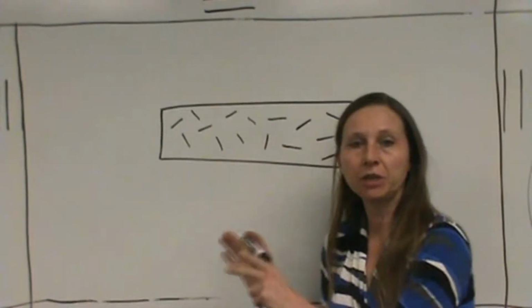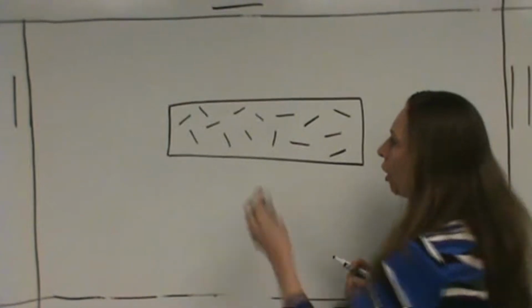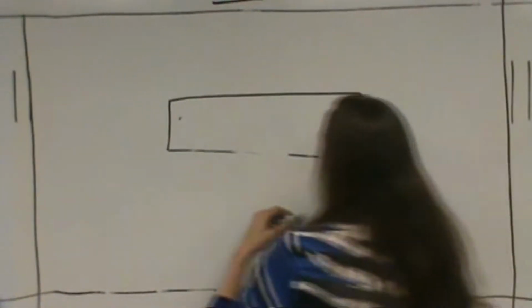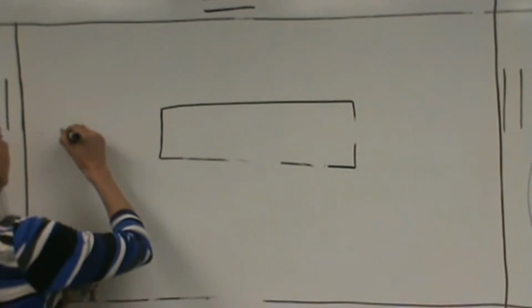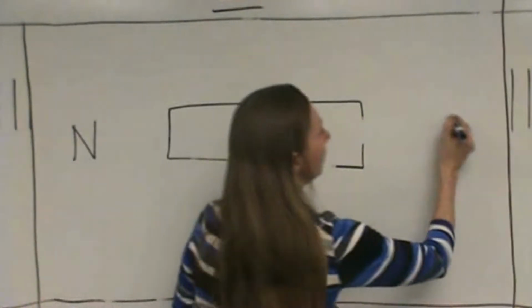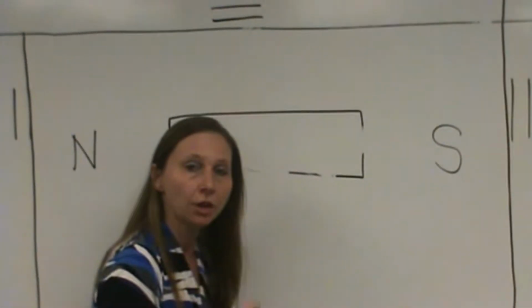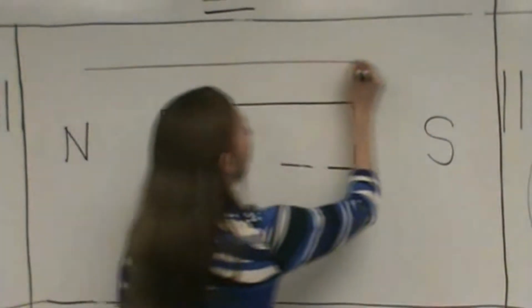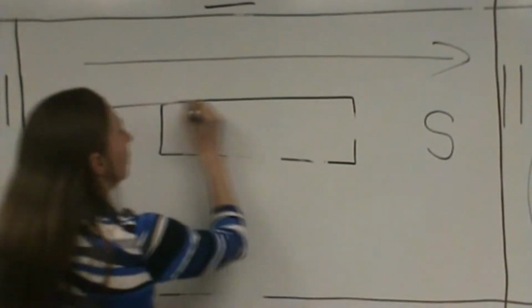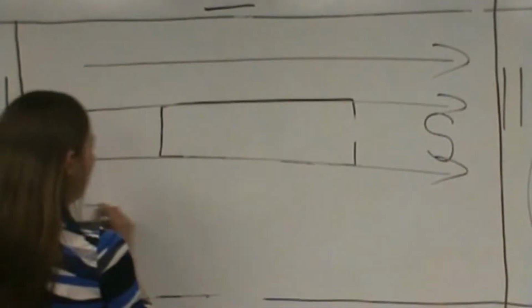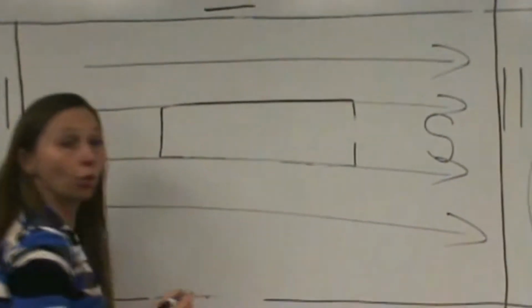But if you put this piece of iron in a strong magnetic field, all right, now I'll draw the magnetic field here, north, south, all right? Magnetic field lines are drawn away from north towards south.